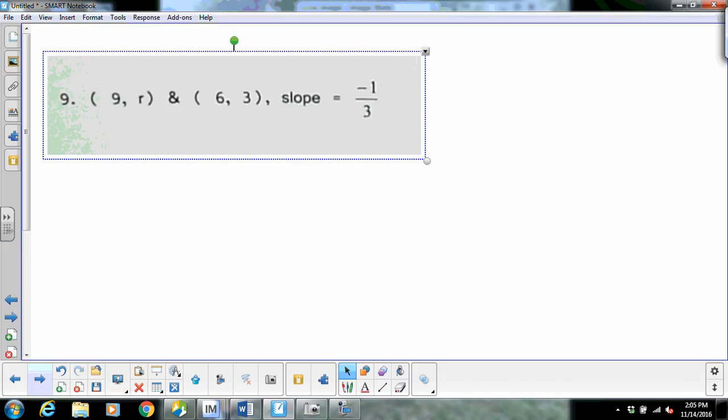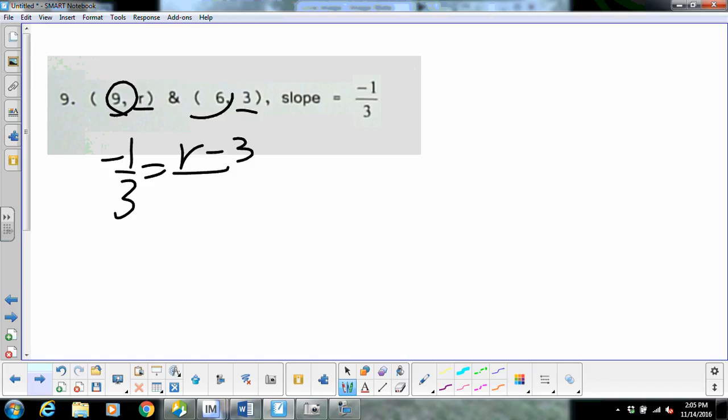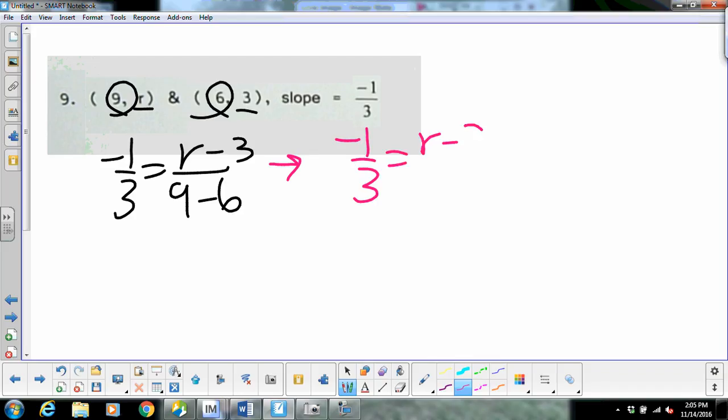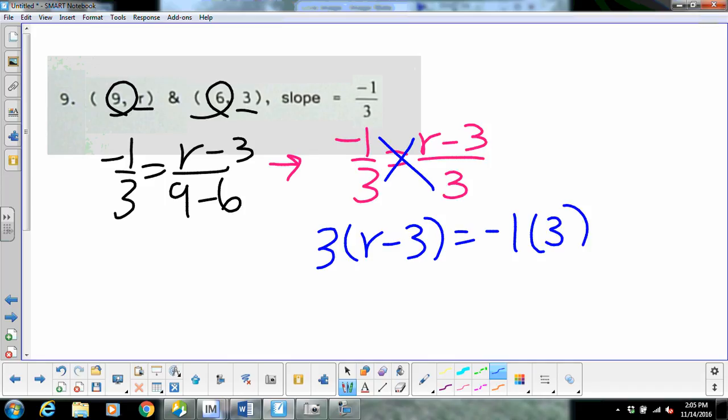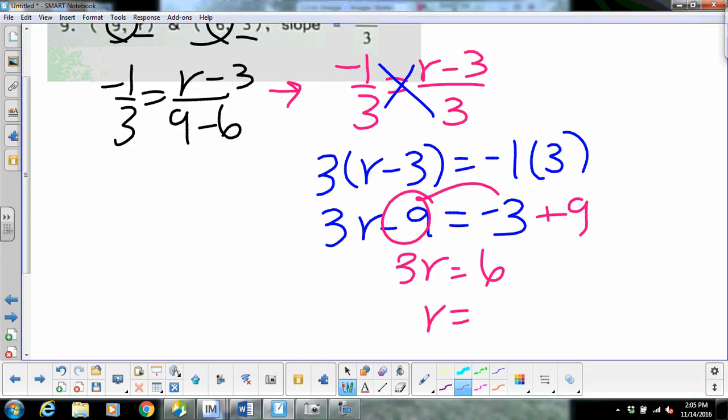Okay, same thing, or likewise here on number 9, I'm going to start with -1/3 equals Y minus Y over X minus X. Simplify here. So that gives me negative 1/3 equals r minus 3 over 3. And we're going to cross multiply. So I'm going to say 3 times r minus 3 equals negative 1 times 3. So 3r minus 9 equals negative 3. And again, a simple two-step equation from here. Move your 9. So 3r equals 6 and r equals 2.